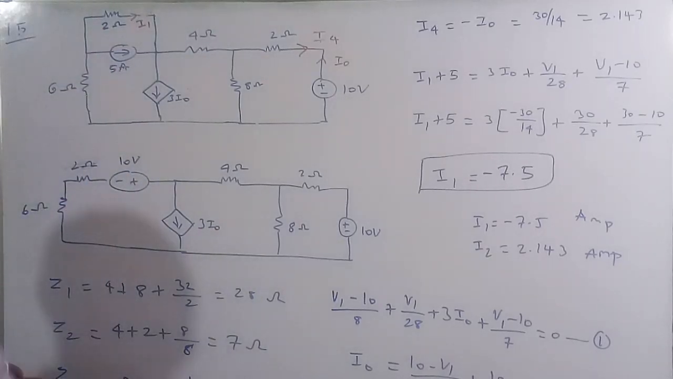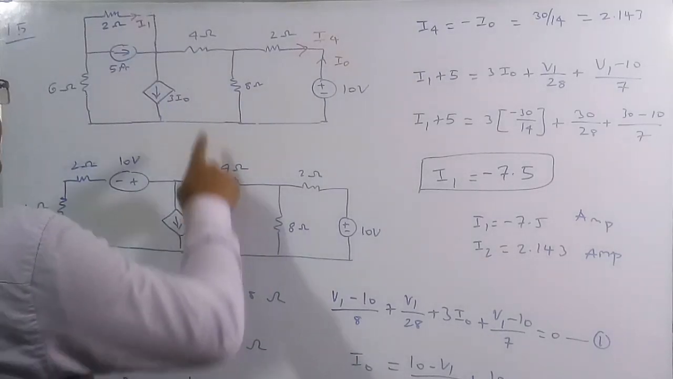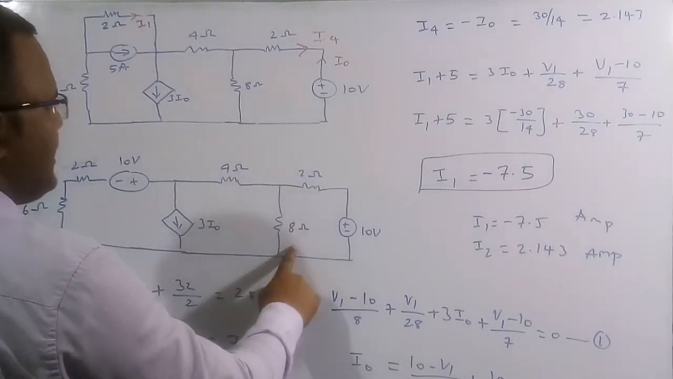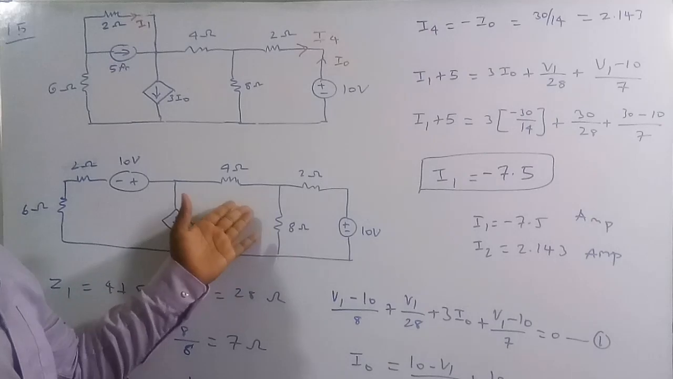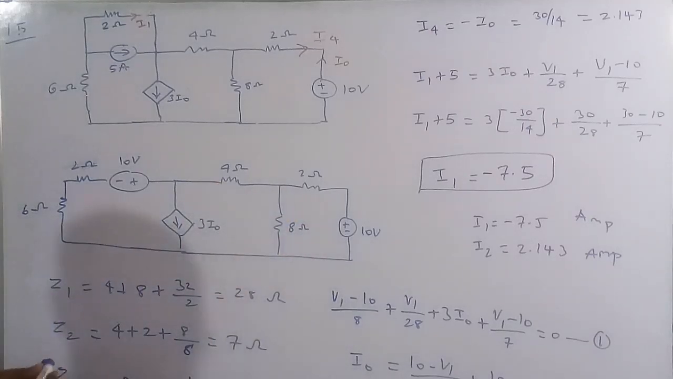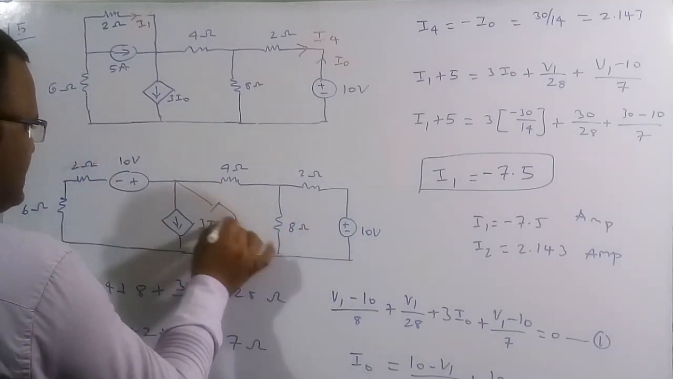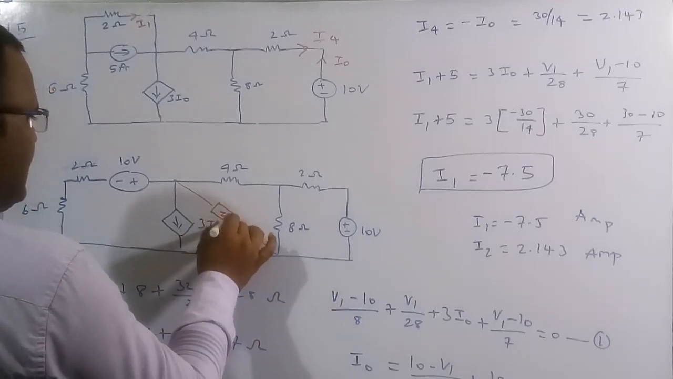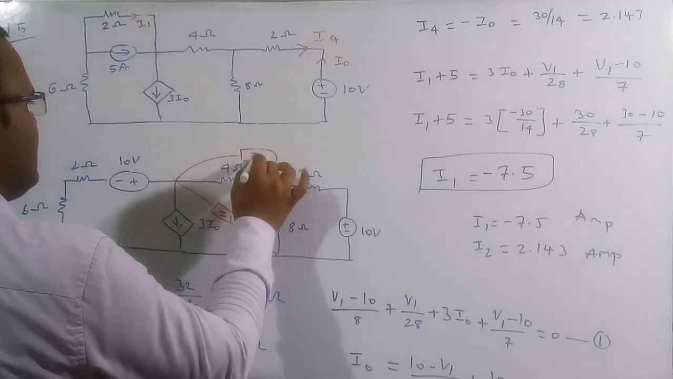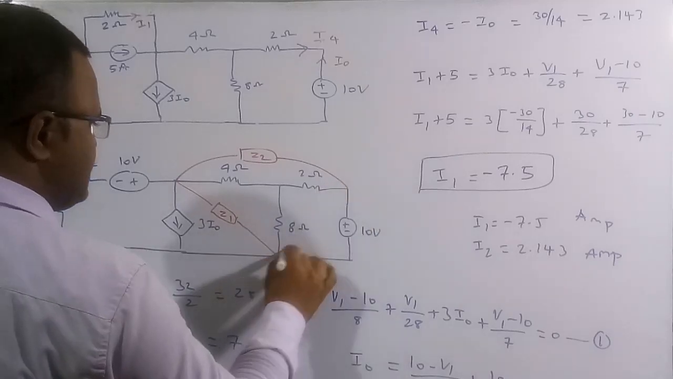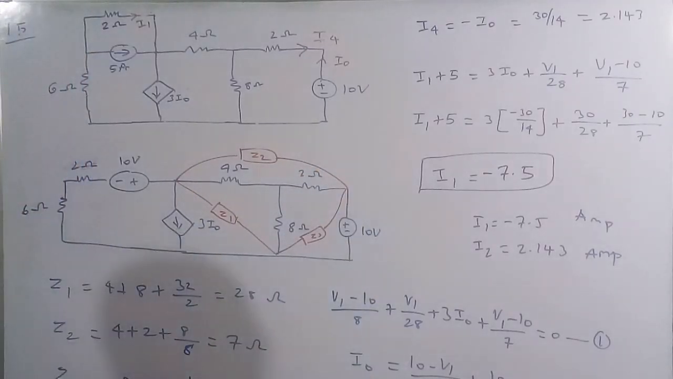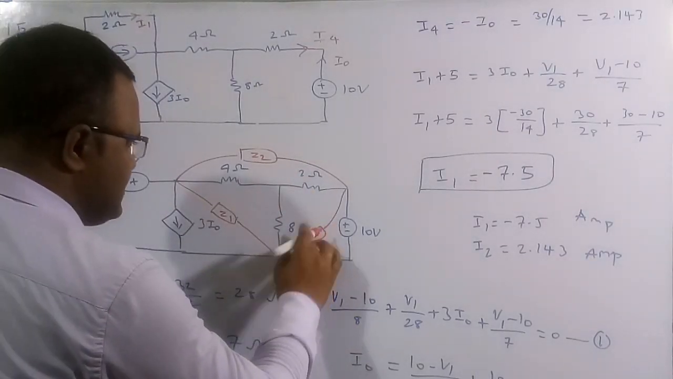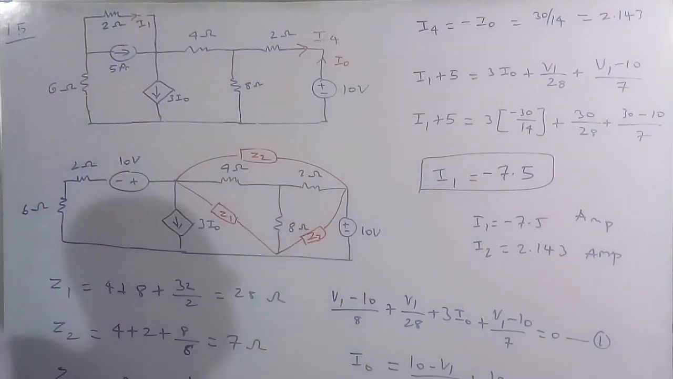Now here this is 3I0, and the same diagram, remaining everything is the same: 4 ohm, 2 ohm, 8 ohm and 10 volt. Now I want to convert this star network into a delta network. So I am going to assume here this is Z1, this is Z2, and this is Z3.